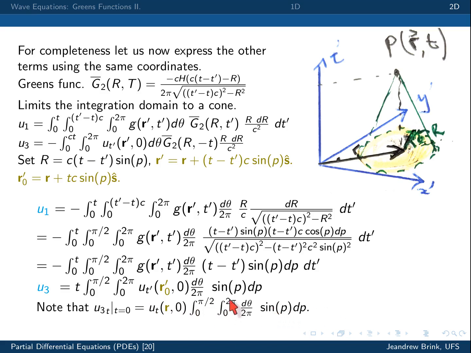The integral from 0 to 2π of dφ over 2π is just 1, which leaves us to evaluate this integral. And that's just equal to minus cos p evaluated at the boundaries, which is equal to 1. So then we have that u3 of t at t equals 0 is just equal to u_t at r and 0. So that just proves that the solution we've written down in terms of these integrals actually behaves as what we expected, and actually gives us the correct initial conditions back in the limit of t equals 0.